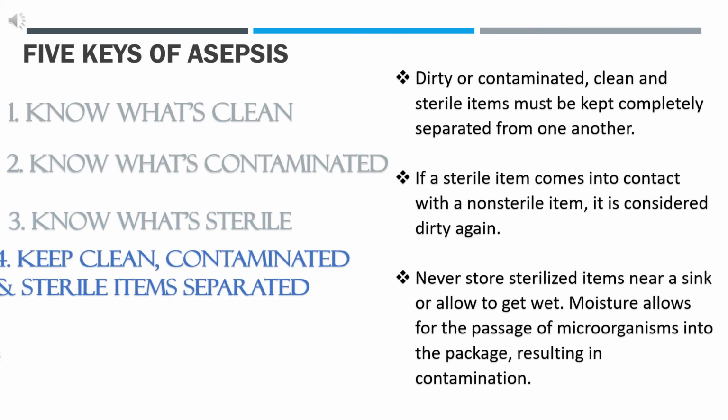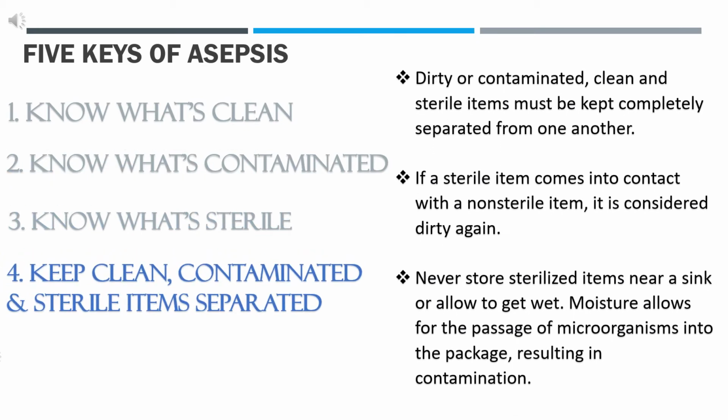Keep clean, contaminated, and sterile items separated. Dirty or contaminated, clean, and sterile items must be kept completely separate from one another. Once a sterile item comes into contact with a non-sterile item, it is considered dirty again. Sterile items should never be stored near sinks or in any location where they may become wet or soiled. Moisture allows for passage of microorganisms through the packaging, resulting in contamination.